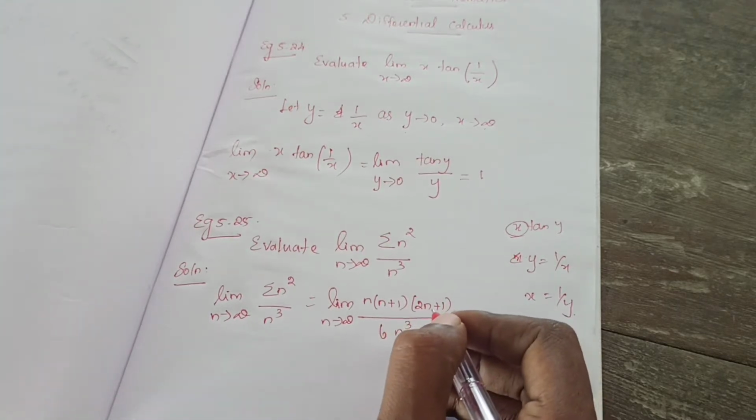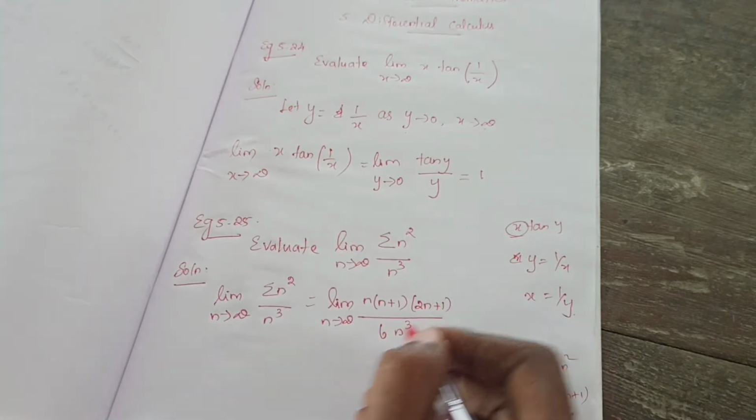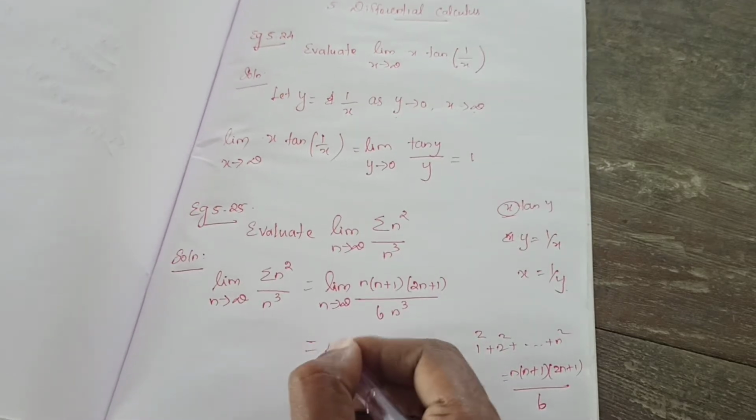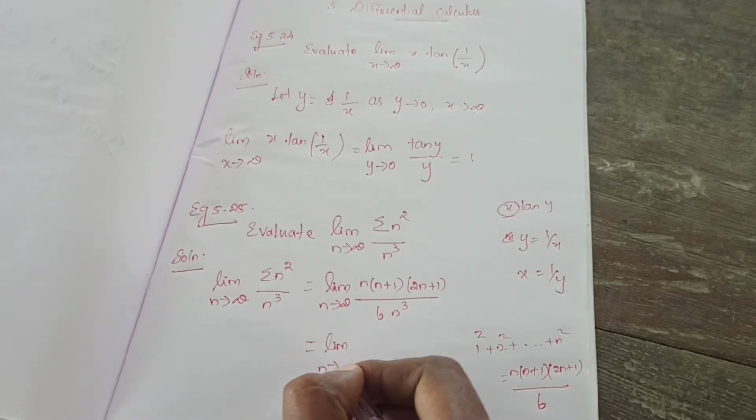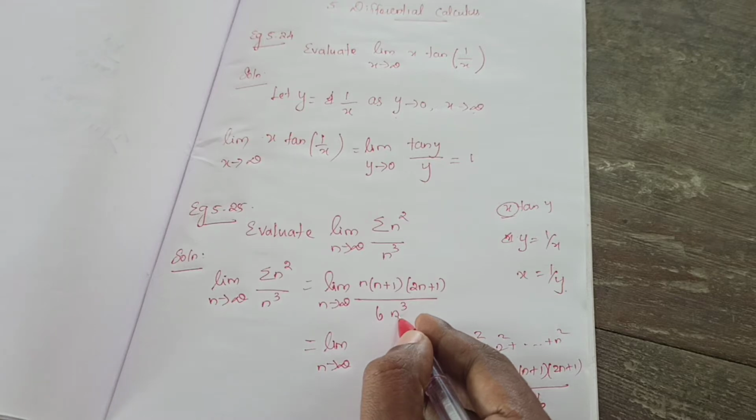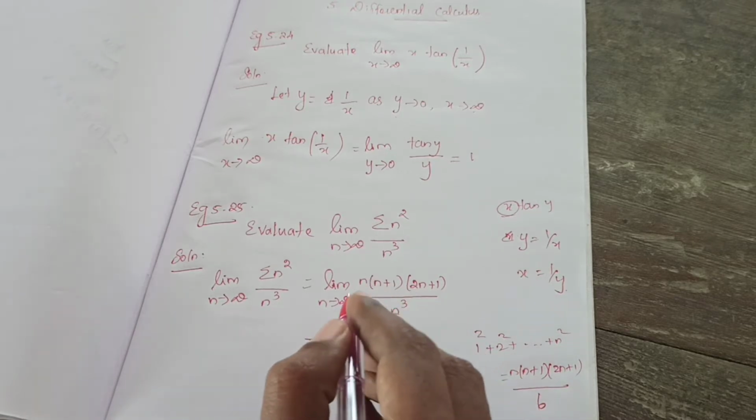Okay. So now we are going to split this. That's equal to limit n tends to infinity. This n cube means n into n into n.